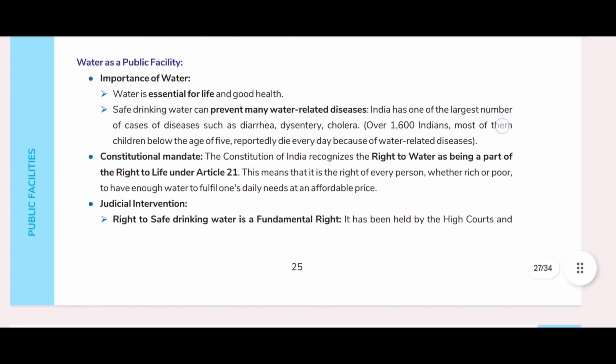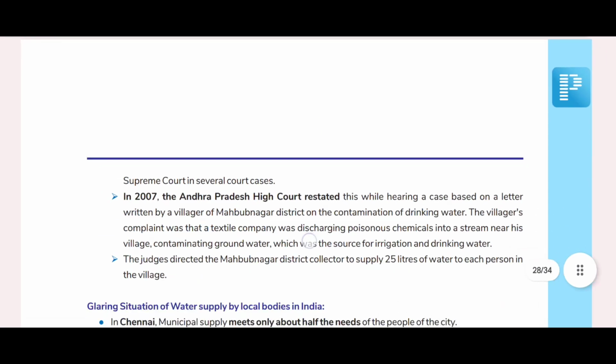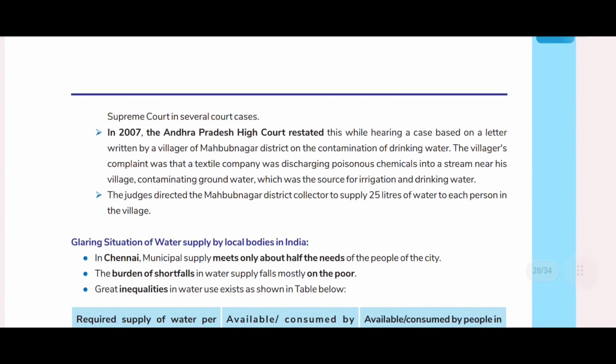Constitutional mandate. The Constitution of India recognizes the right to water as being part of the right to life under Article 21. This means that it is a right of every person, whether rich or poor, to have enough water to fulfill one's daily need at an affordable price. Judicial intervention. Right to safe drinking water is a fundamental right. It has been held by courts and the Supreme Court in several court cases.